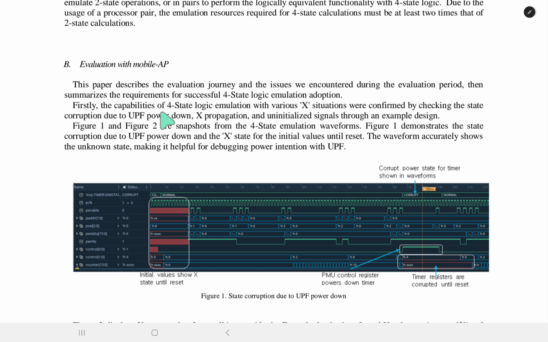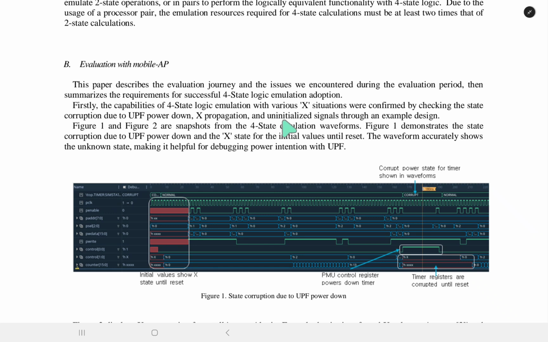Firstly, the capability of the four-state logic emulation with the various X situations was confirmed by checking the state corruption due to the UPF power down, the X propagation, and uninitialized signals through an example design. Figure 1 and Figure 2 are snapshots from the four-state emulation waveforms.